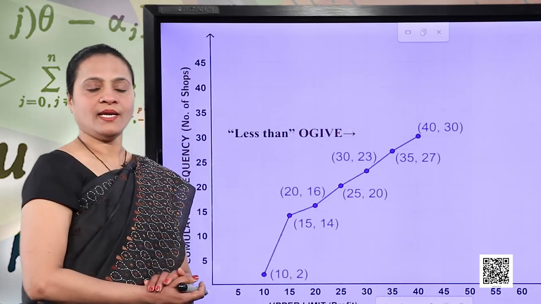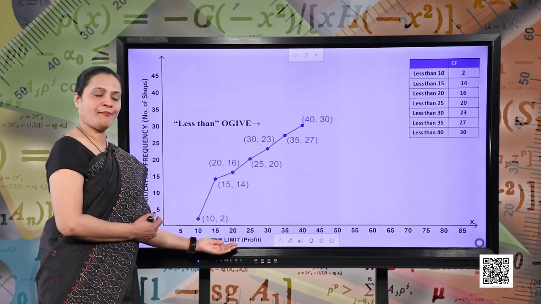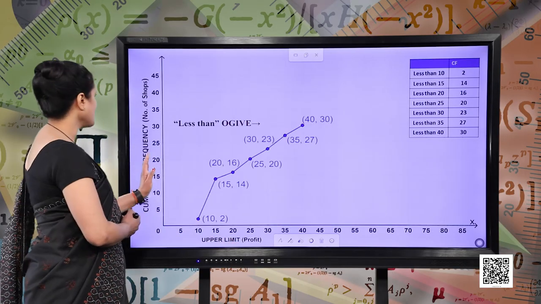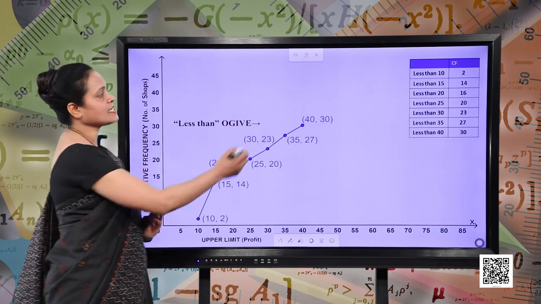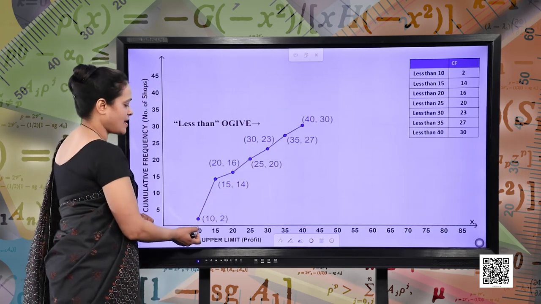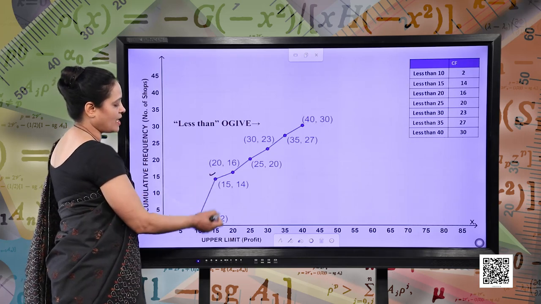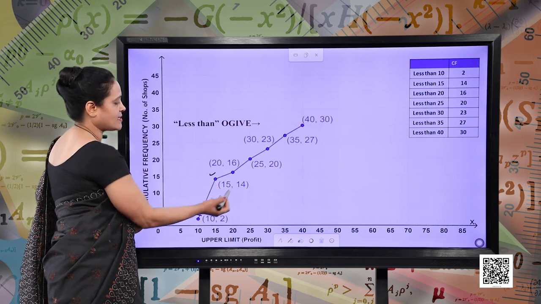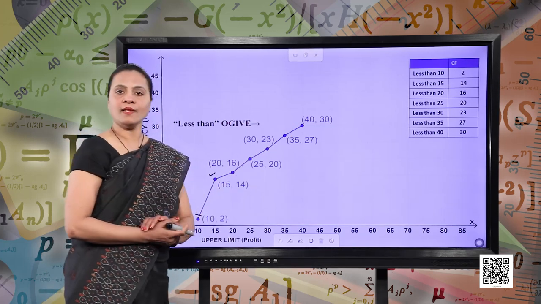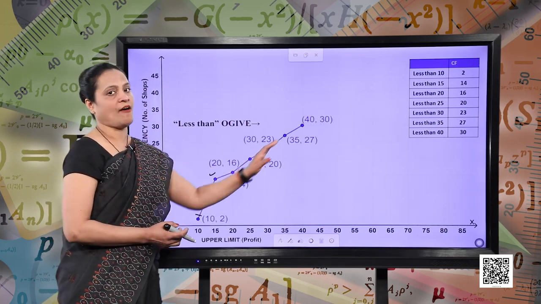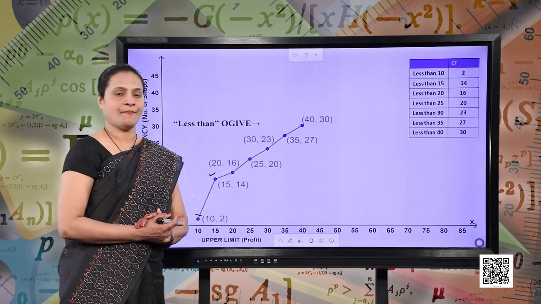To plot the less than type ogive, again we are going to take the upper limit of profit along the x-axis and cumulative frequency along the y-axis. We can get our first point by taking 10 on x-axis and 2 on y-axis. We can get our second point taking 15 on x-axis and 14 on y-axis. Likewise, we can get all the points of less than type, and after joining these points, we get the less than type ogive.